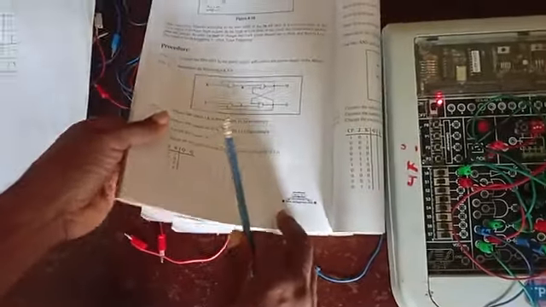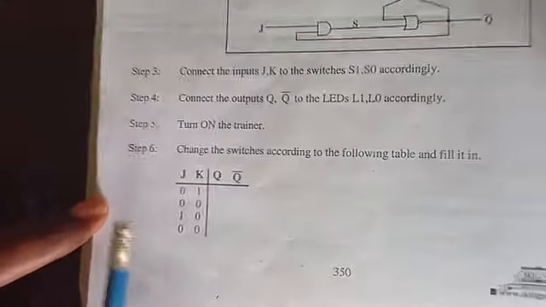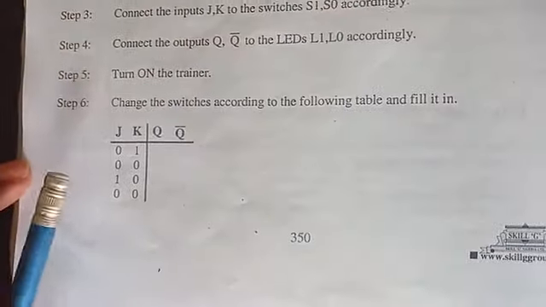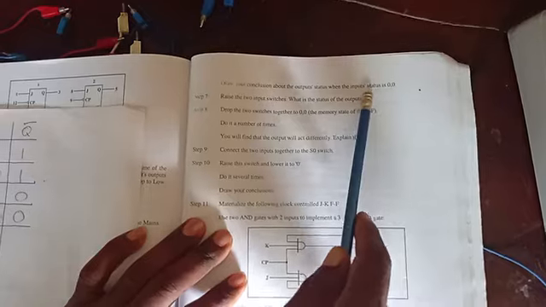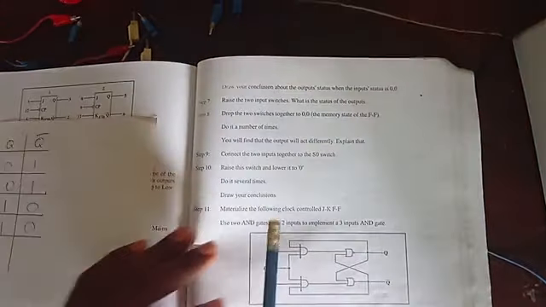Let's see what we are asked to do from our manual. That's the table, step 6. Change the switch according to the following table, and that's what we just got. Let's see what we have to do. Draw your conclusion about the output status when the input status is 0, 0. When the input status is 0, 0, it will still retain the last state.